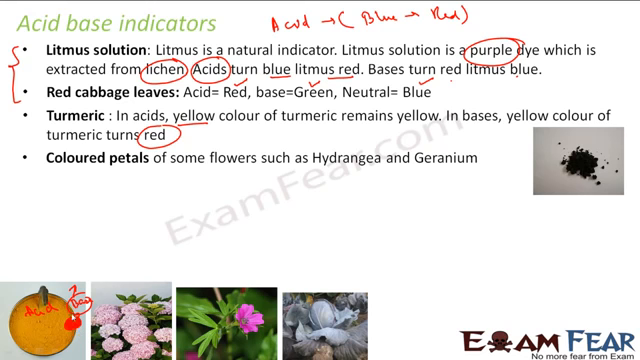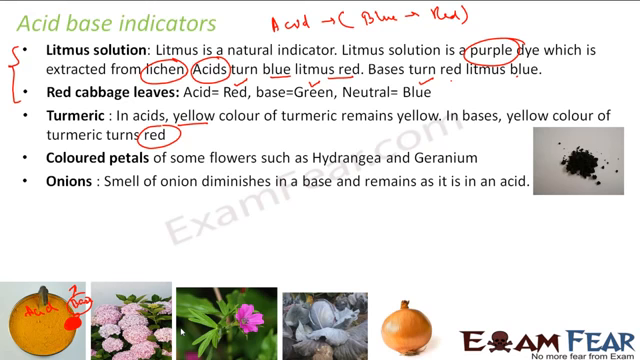That's how it is. Then we have colored petals of some plants like hydrangea and geranium. These petals are also used for finding acid and base. Onion is also used. In this case, the color doesn't change, the smell changes. We'll learn more about these olfactory indicators, but you should know now that if you put a basic substance on onion, the smell will diminish. But if you put acid, the smell doesn't go.